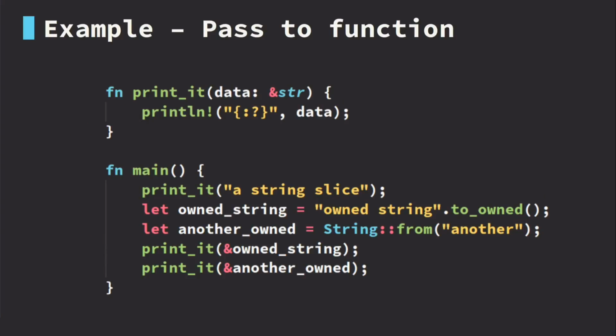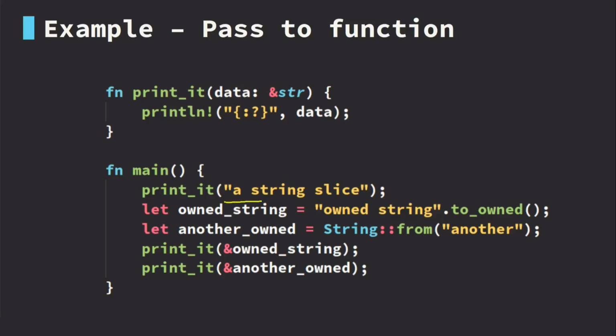Let's first take a look at an example of how to pass string data to a function. Here we have a function named printIt, and it accepts a string slice as some data, and it simply prints out the data using the println debug token. We call this printIt function using a string slice. If you'll notice, we have the double quotes and the words a string slice between the double quotes.